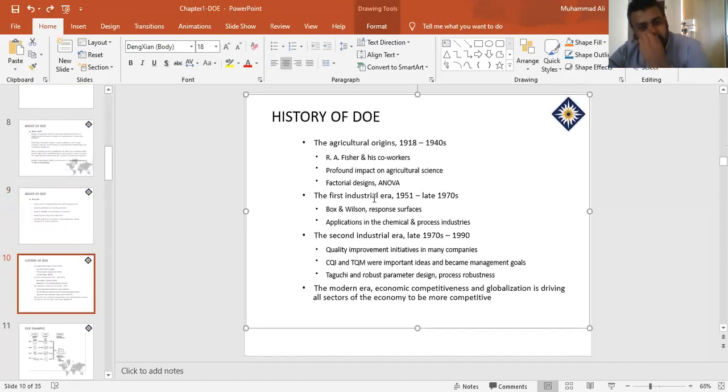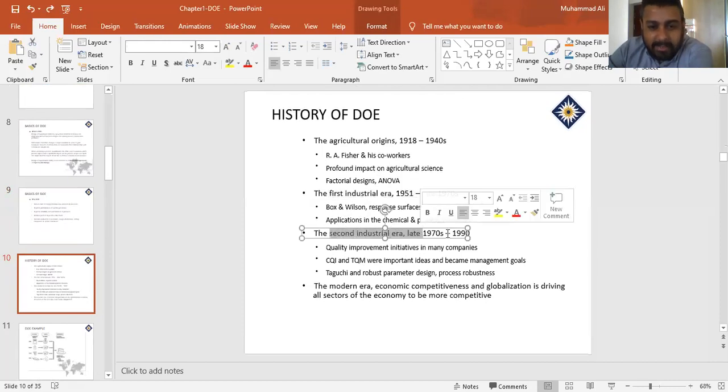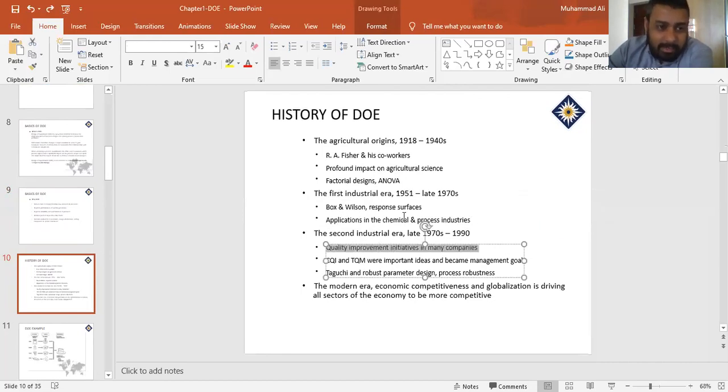Then later on, from agriculture, it moved to the industrial area. And then the second industrial phase, from the late 1970s to the late 1990s. The purpose was to improve the quality of the products in many companies. And now you can apply this experimentation process anywhere. Whether it's your business, you can set up one product and experiment with it, to see whether it's working or not and what problems you are facing. So experimentation is part of success.